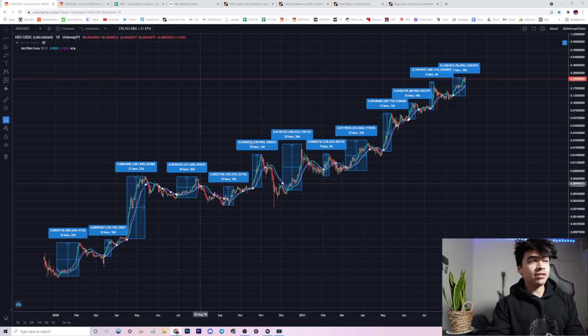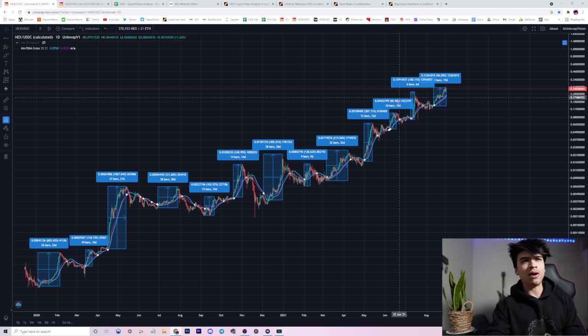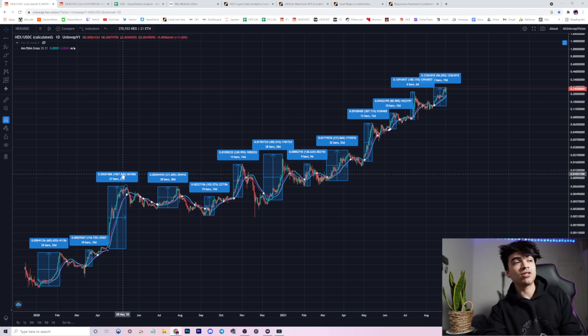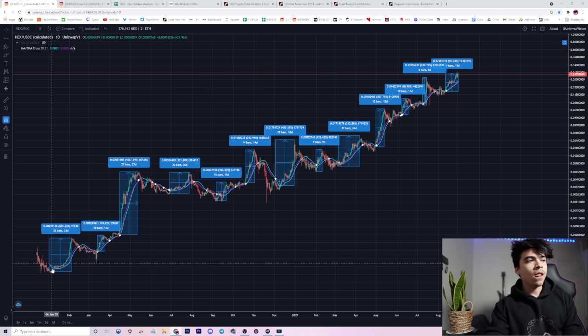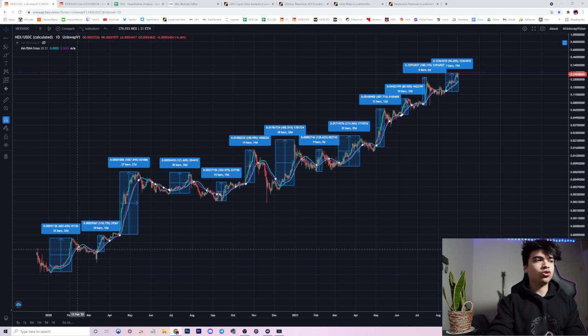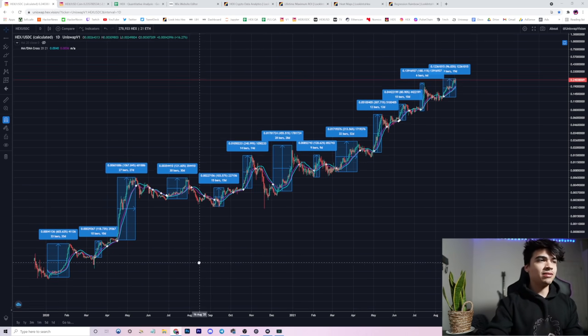But I took the average rally of all of these. There are 13 data points, 13 separate rallies, ranging from the smallest one being almost a 2x, about an 80% increase in value, and the largest one over here being closer to almost a 12x. And I'm considering these rallies to be beginning at the moment of the cross and ending prior to a bearish cross of these same averages, right? So that's the definition of them.